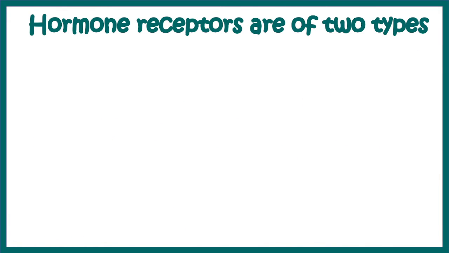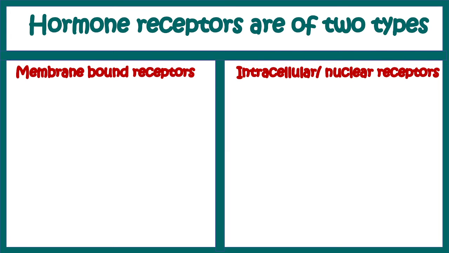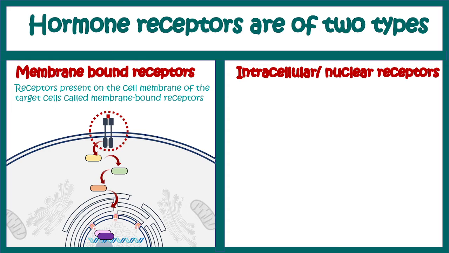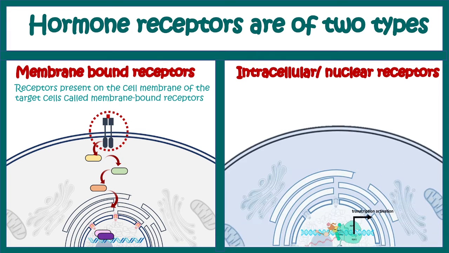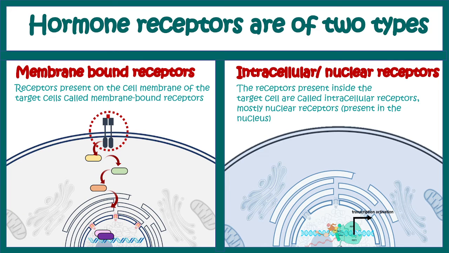Hormone receptors are of two types: intracellular receptor and membrane bound receptors. Now the membrane bound receptors are present on the cell surface and they can bind to the ligand and pass on the signal to the nucleus. Whereas the intracellular or nuclear receptors are either situated in the cytoplasm or in the nucleus. So for them, the signal need to come inside the cell in order to bind to the receptor.